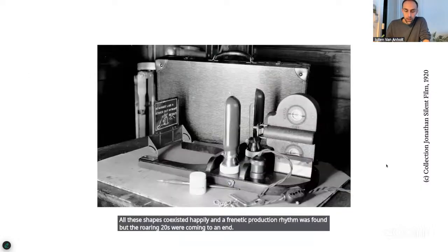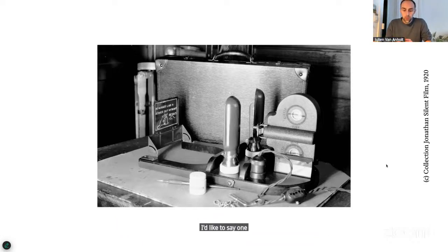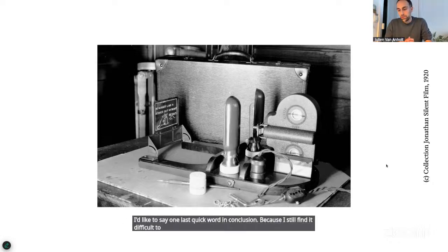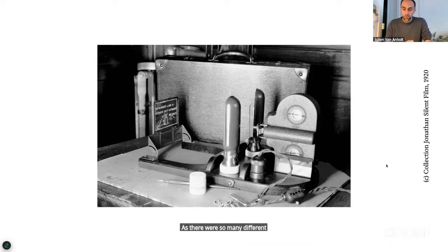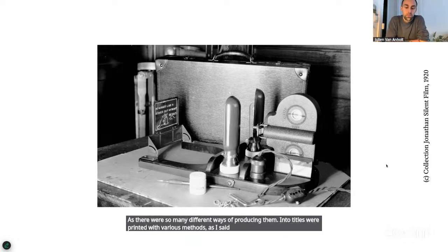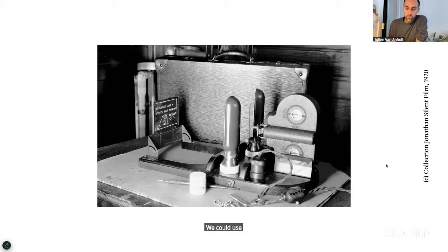I'd like to say one last quick word in conclusion, because I still find it difficult to fully grasp the diversity of intertitles, as there were so many different ways of producing them. Intertitles were printed with various methods, as I said, including traditional printers and hot press printers, and the tools used for hand painting intertitles were equally varied. We could use brushes, round tip pens, and pastels. The inscribing media were very diverse as well.